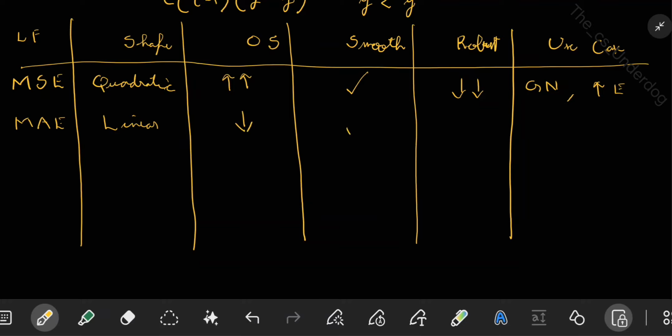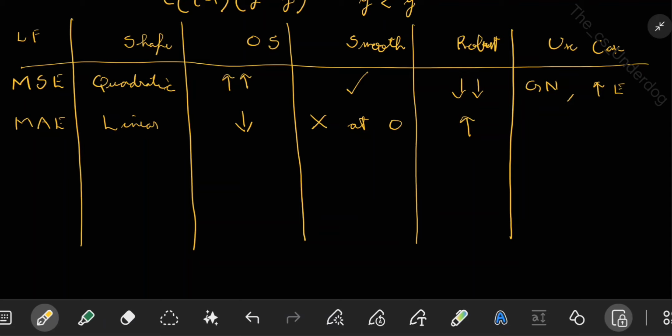What about smoothness? Is mean absolute error smooth everywhere? If you remember the mean absolute error lecture, we had seen that it is smooth everywhere except at 0. So I'll simply put not smooth at 0. At all other points it is smooth, but at 0 it is not differentiable. What about robustness? This time, even if you have points which are outliers, it will still accommodate them. So the robustness is generally high in this case.